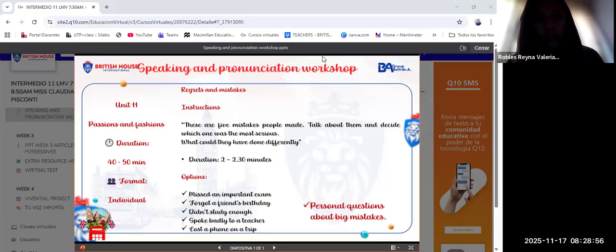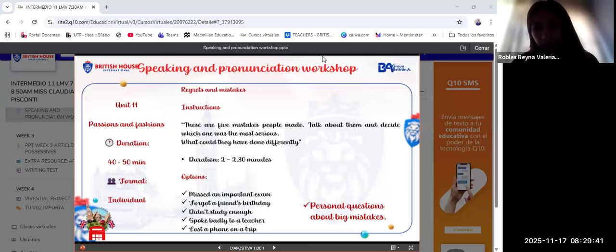A mistake is speaking badly to a teacher. Sometimes when people are stressed or frustrated, they say things they don't really mean. They should have stayed calm, and they could have expressed themselves in a more respectful way. Because teachers are there to help us, so good communication is important.